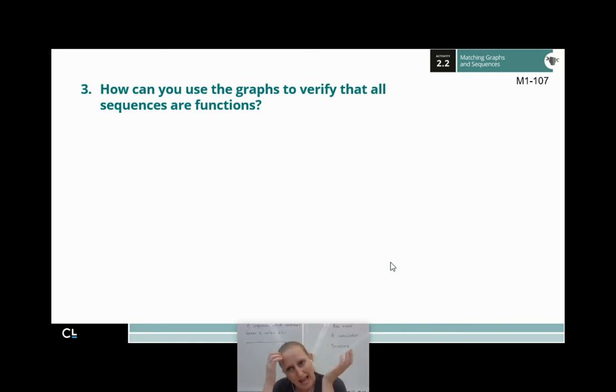But now that you have all these graphs, how can you use the graphs to verify that all of our sequences are functions? Do you remember we had a test? We had a test for graphs to determine whether or not they're functions. Go ahead and hit pause, write it down if you remember what that test was, and then hit play when you're ready to check your work.